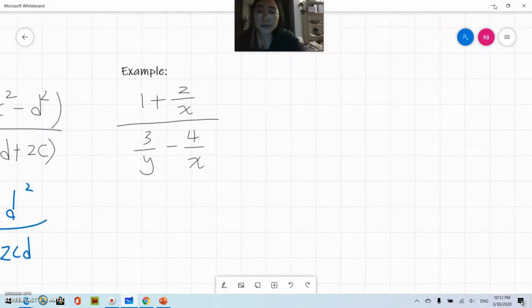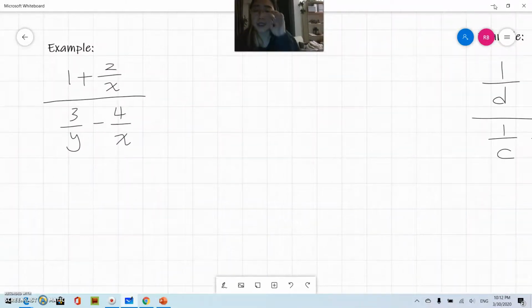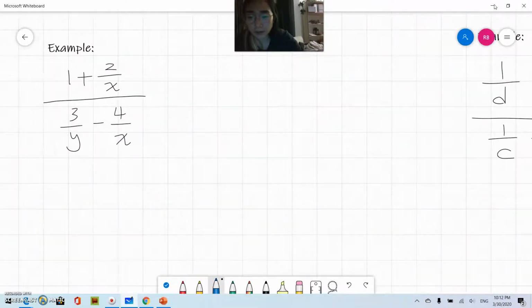Let's try method 2 for this example. So with method 2, remember, you're trying to find the LCD for all the denominators. So again, this one is 1, x, and y, and x. Very similar to the last example we saw. We're going to multiply by xy over xy.